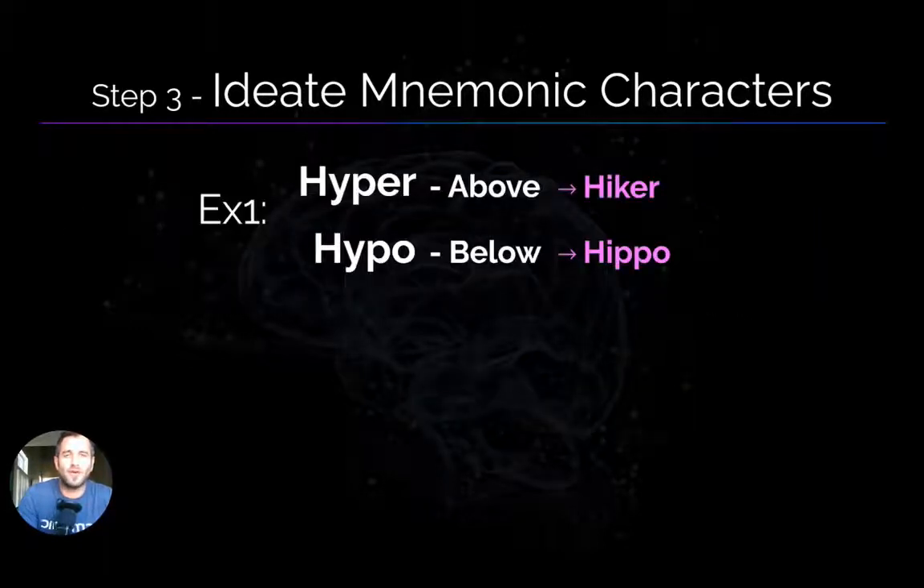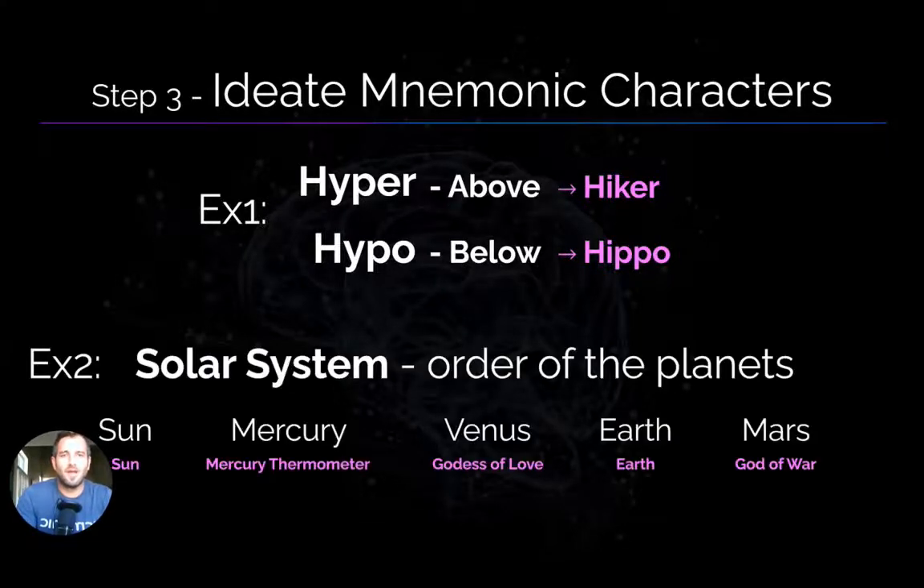Okay? So for the examples of hyper, when I think of hyper, I don't necessarily think of any one thing, but it also sounds like hiker. And when I think hiker, I think about it going up and above. Versus the word hypo, I think about a hippo. Hypo being below, being low, being down, being decreased, things of that nature. Versus the solar system, the order of the planets. For the sun, I just think about the sun. Mercury, the first thing that comes to mind is a mercury thermometer. Venus, I love Greek mythology, so I'm thinking about the goddess of love. Earth, the earth, just a picture of the earth. And Mars, I kind of think about the god of war.